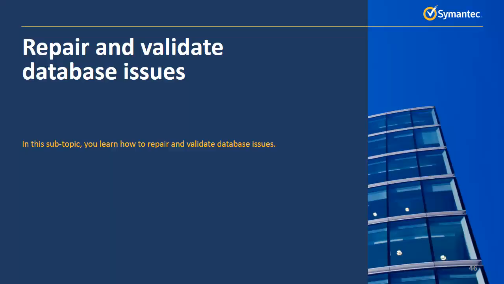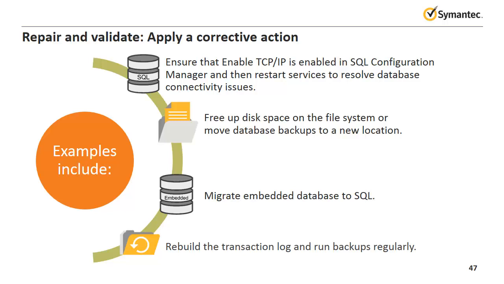After identifying the source of the issue, it's time to repair and validate. During the repair phase, you apply a corrective action. Corrective actions include ensuring that the Enable TCP option is enabled in the SQL Configuration Manager and restarting services to resolve database connectivity issues. An example of a connectivity issue would be a failed to connect to the server message when logging into the Symantec Endpoint Protection Manager.